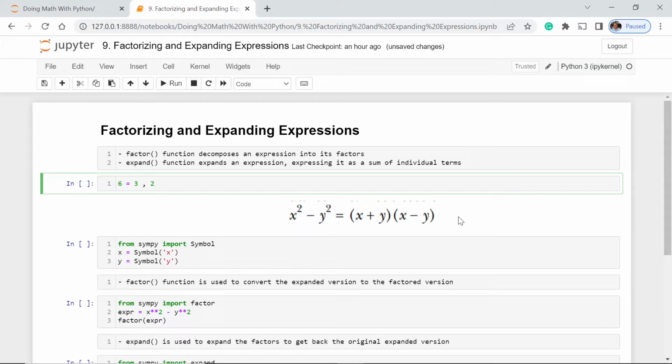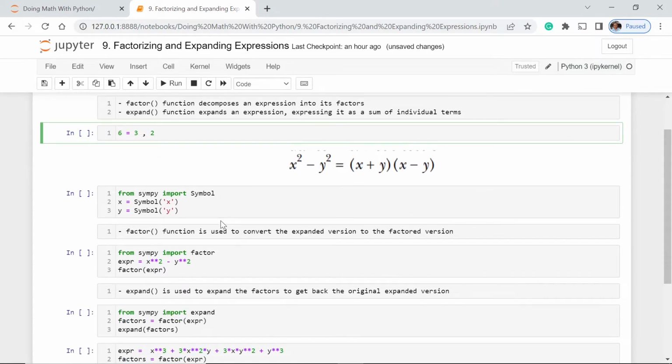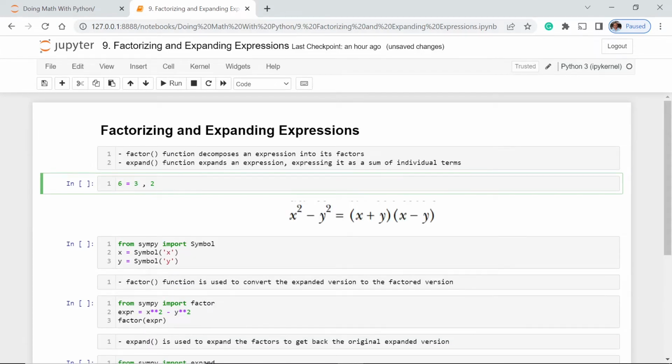In algebra, we can also do this using Python. For us to be able to do that, we need to import Symbol from SymPy. With that, we can now make symbol objects for this expression. Here we have two objects, x and y. So we are going to have x equal to Symbol x, and y equal to Symbol y.